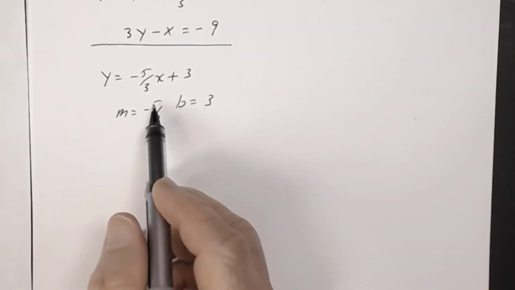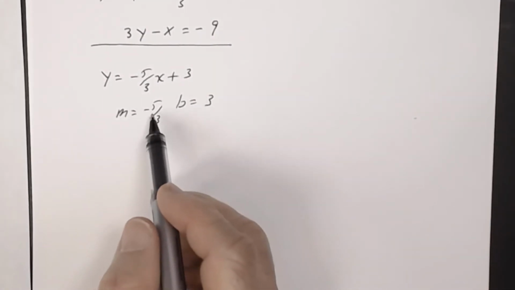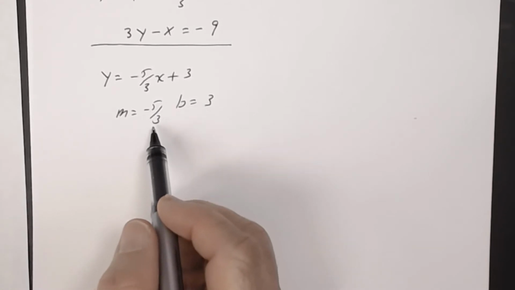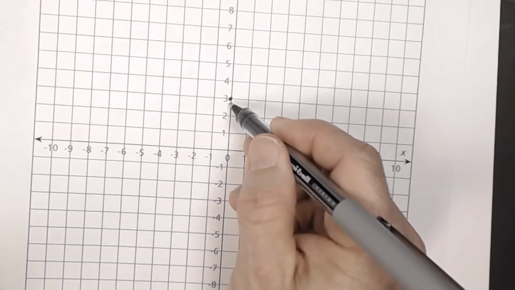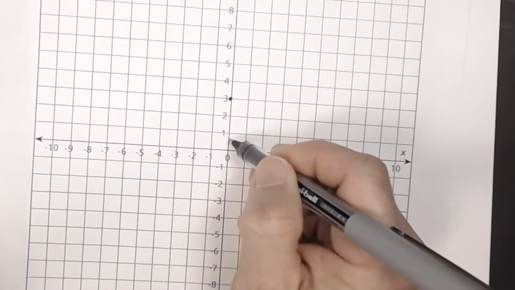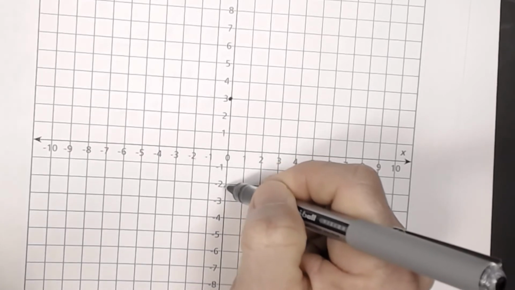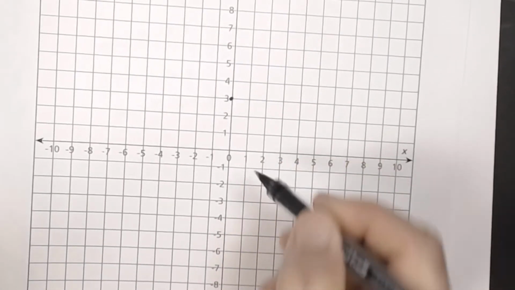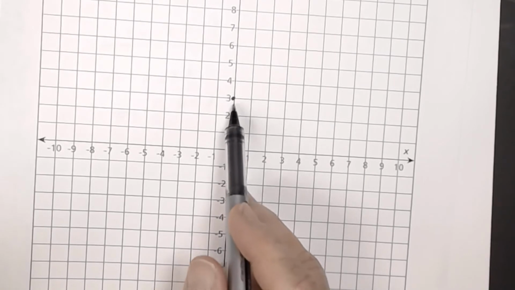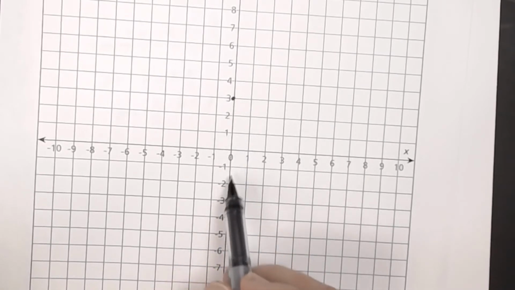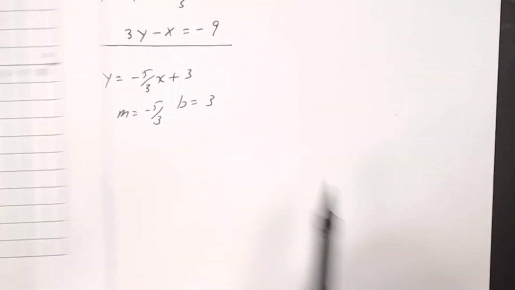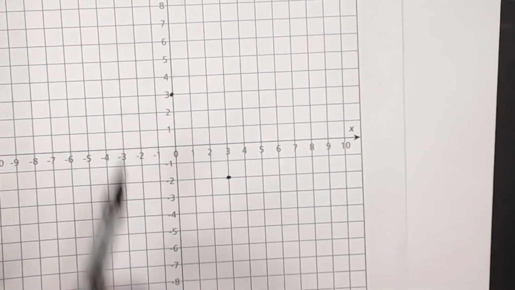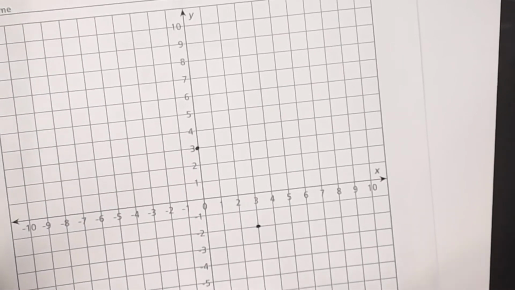Then I'm going to use rise over run to find the other point. The rise is negative 5, and the run is 3. So from your y-intercept, you're going to go down 5: 1, 2, 3, 4, 5. Then the run was a positive 3, so you go to the right 3. Let me do this again: 1, 2, 3, 4, 5, and 1, 2, 3. Remember, the slope is negative, so your line is going to fall like this. Then we graph that line.